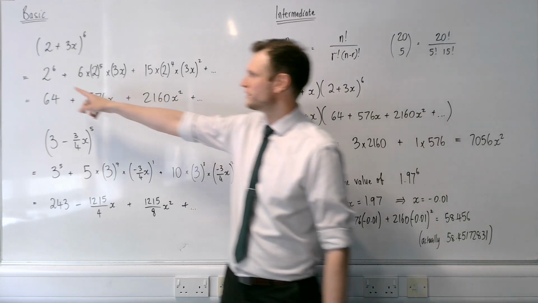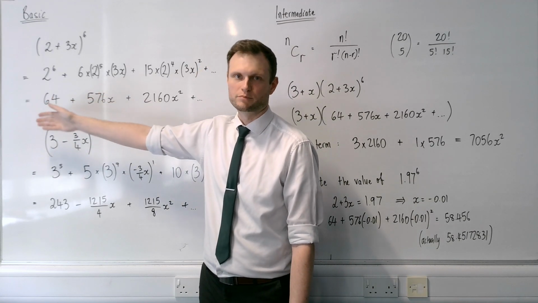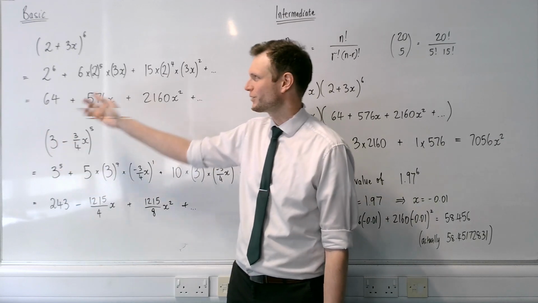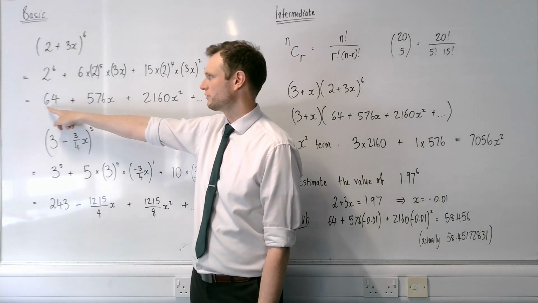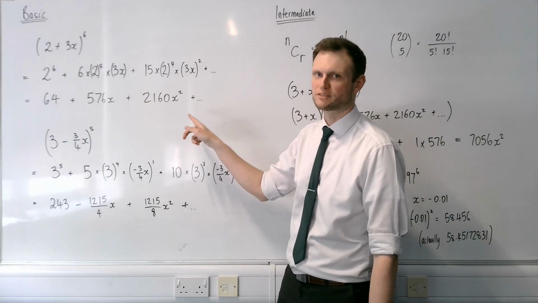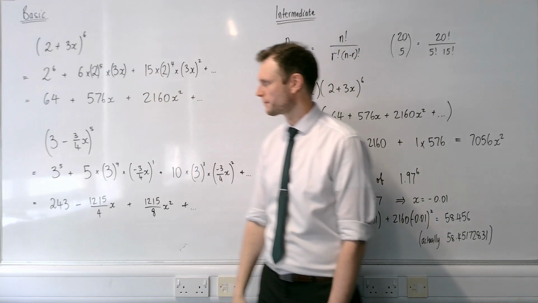So each one of these should give you 1 term, and the powers should increase in x. Normally, depends on the question, but if it looks like this, with a number plus a number of x, you're just looking for a number plus something x plus something x squared plus something x cubed, and it would go up to the power of 6.